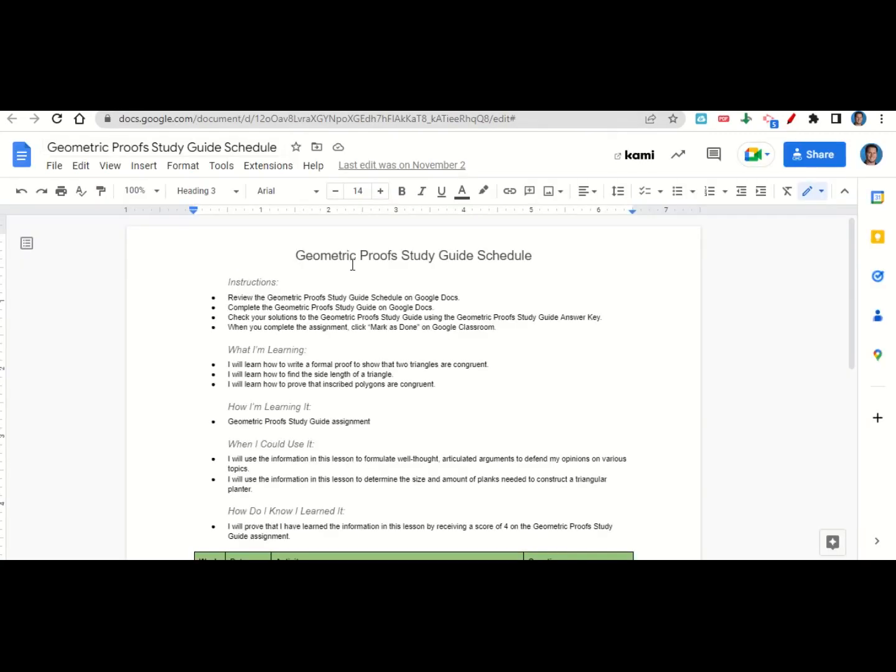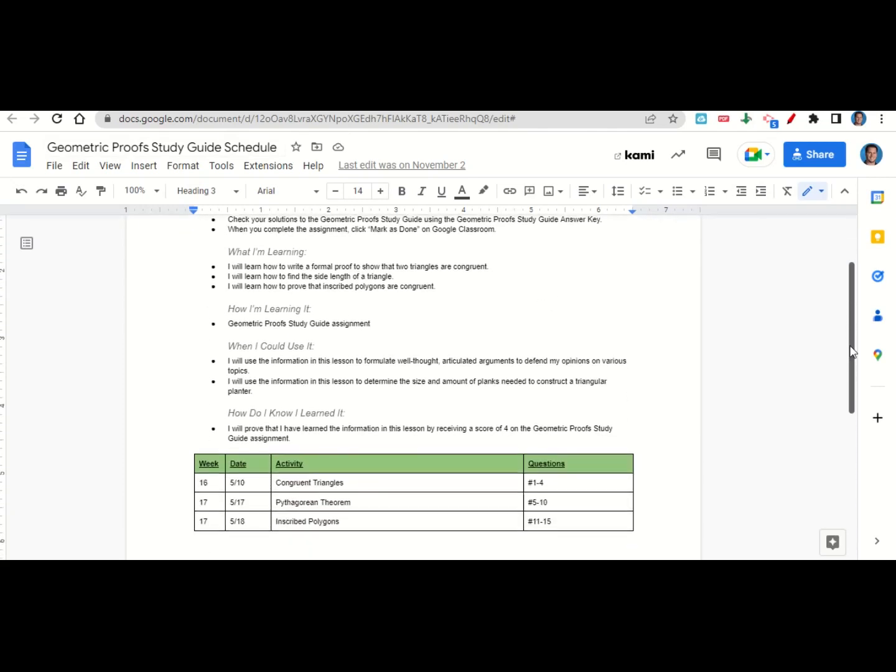Now, to make sure that we stay on track, I provided you with a schedule. So if we look at the schedule, it says that by the 10th of May, you should be able to complete questions 1 through 4 on congruent triangles. By the 17th, you should be able to complete questions 5 through 10 on the Pythagorean theorem. And by the 18th, you should be able to complete questions 11 through 15 on inscribed polygons.